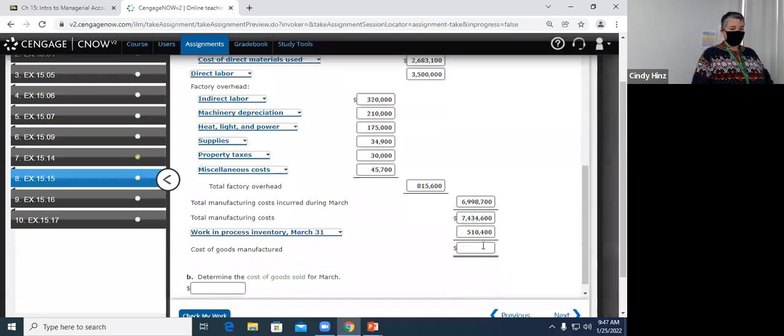And so from there, if we were working on about $7.5 million and there's about $0.5 million left, then we must have finished about 7 million. To find the exact number, we're going to subtract. Total manufacturing costs minus the ending inventory and work in process tells us how much stuff we finished this month.